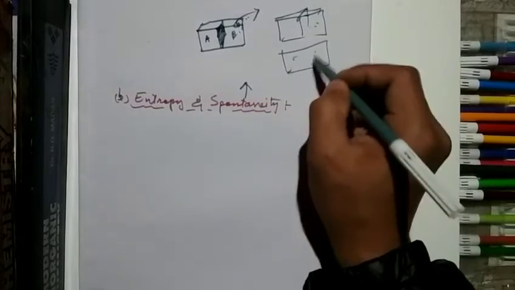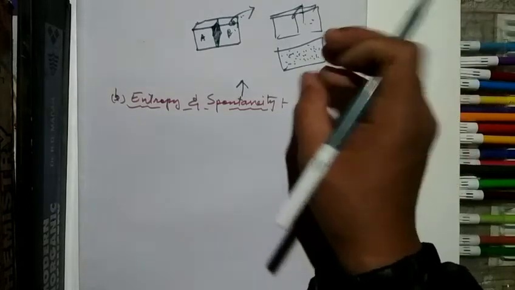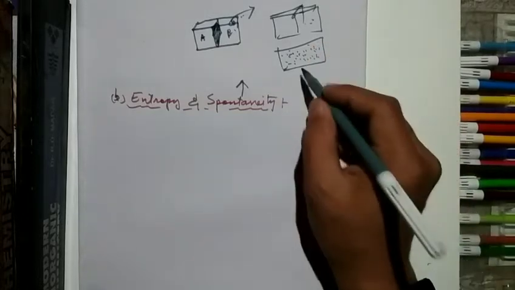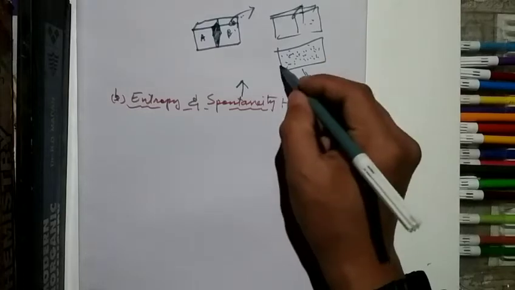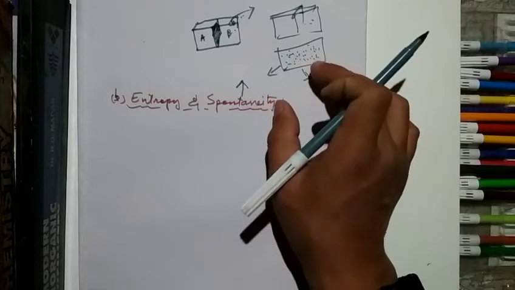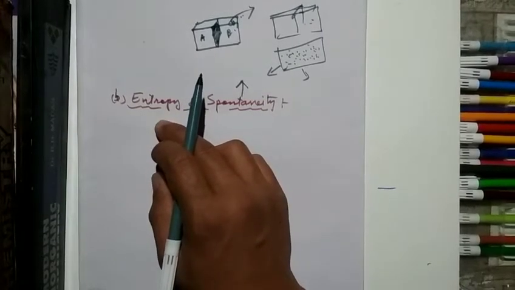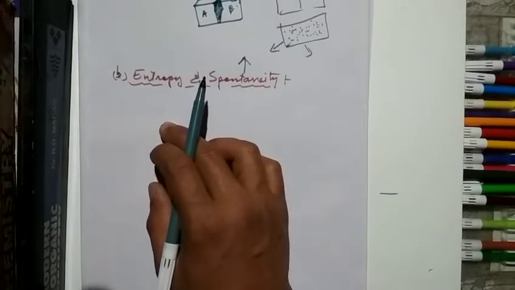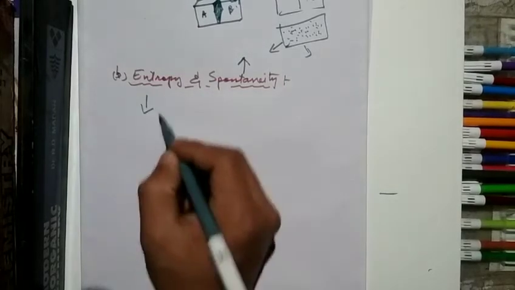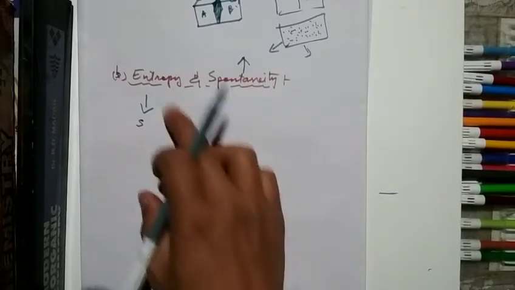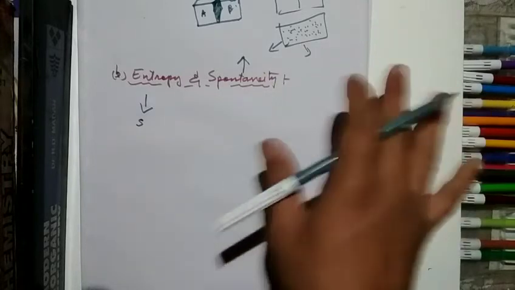When we remove this wall, A and B will combine. When A and B combine, we cannot determine which one is A and which one is B, because they will mix. If they mix, there is disorder, and we cannot predict. That means this system has become chaotic. For this case, we bring in another term known as entropy. Entropy is the degree of randomness or disorder of the system. We denote entropy by S. So entropy means randomness or disorder. When there is randomness, it simply means spontaneity is increasing.